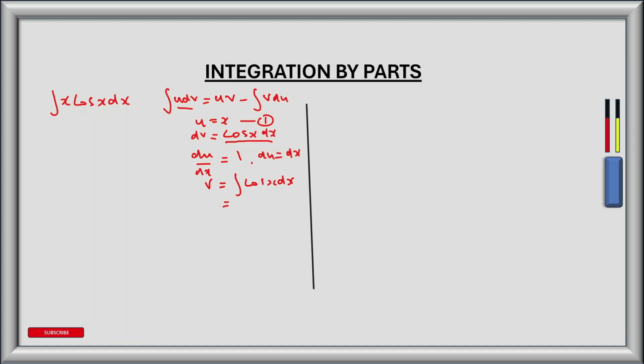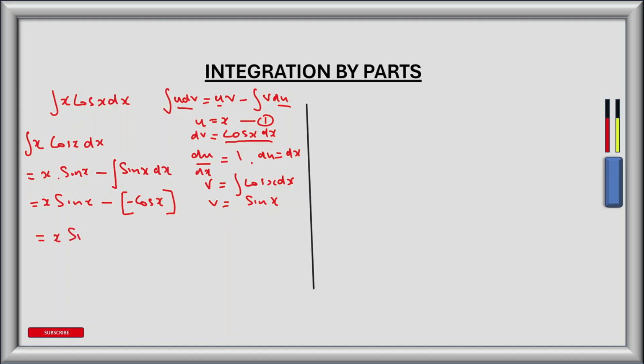The v in this case is equal to sin x. So now let's put these values into our formula. So we have the integral of x cos x dx is equal to u, which we know is x, multiplied by v, which is sine of x, minus the integral of v, which is sine x, and du is just dx. So this is equal to x sine x minus, and then the integral of sine x dx is minus cos x. So this is equal to x sine x, minus and a minus make a plus, plus cos x, and then plus c, constant of integration.